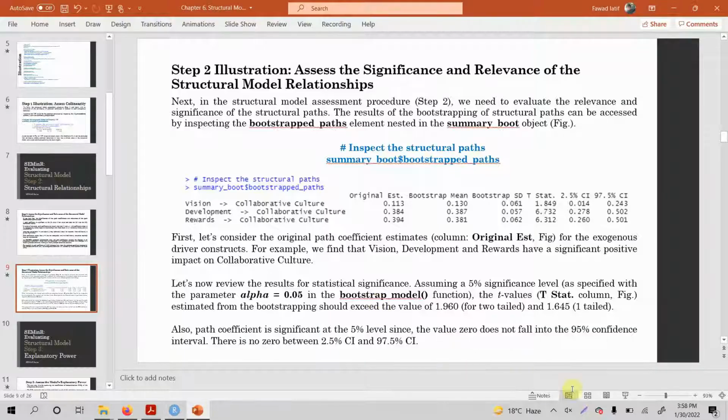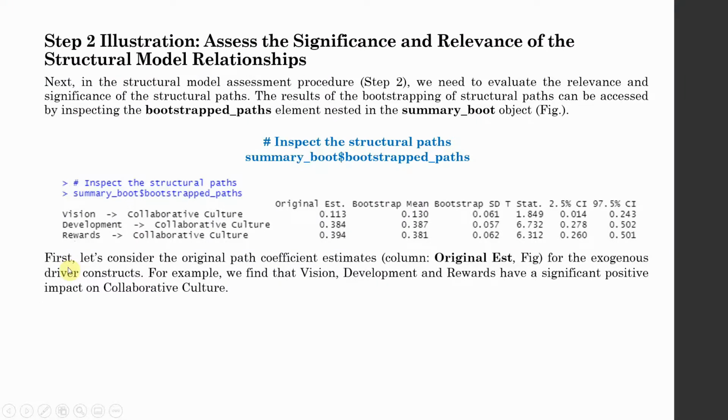Now let's look at this. First, let's consider the original path coefficient estimates, that is this column here, for the exogenous driver construct. For example, we find that vision, development, rewards have a significant positive impact on collaborative culture. Yes, the impact is positive, but is it significant? For that, you will have to look into your T statistics and this bias corrected confidence interval.